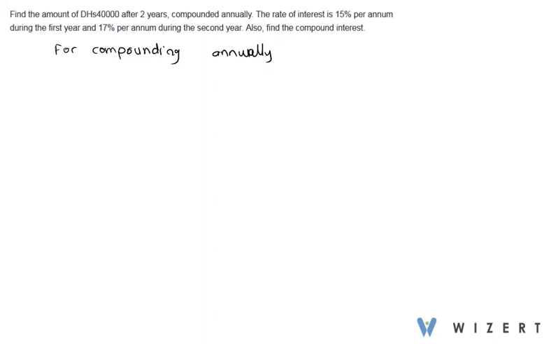Also find compound interest. So what we have to do, we have to first find amount after 1 year and then we can find amount after second year. So we know for compounding annually, amount can be calculated using this relation A is equal to P multiplied by 1 plus R by 100 to the power T. Here A is amount after T years when P principal is invested at R rate.